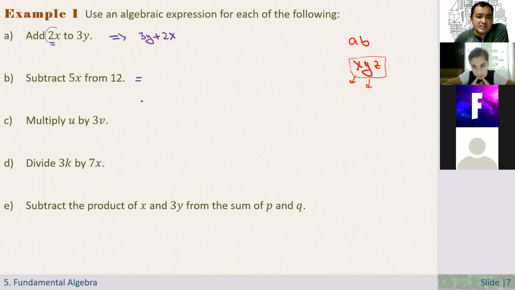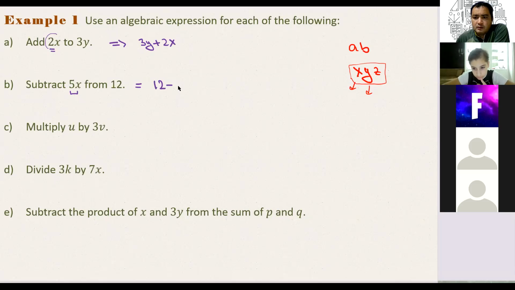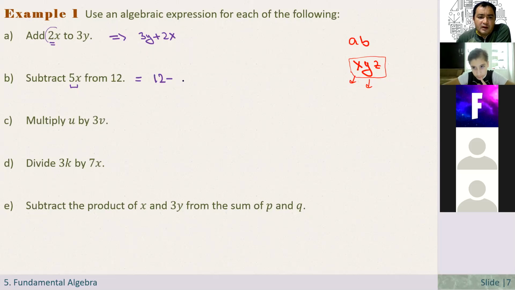What about b? Waqif, subtract 5x from 12. So that means that we are subtracting this thing, whatever it is, from 12. So here we have 12 minus 5x, right? Sometimes students get confused here. They write 5x minus 12. No, we are subtracting 5x. It says from 12, right? So we are subtracting 5x from 12. Yes. Is that it?